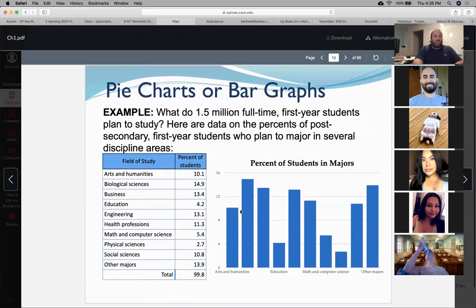A bar graph is exactly the same information. What's the difference? The difference is that here you're listing the categories using bars instead of wedges of the pie, where the heights correspond to the frequencies or possibly to the proportions. So in this case, for example, you see arts and humanities is up here at around 10 because 10.1% of the students study arts and humanities, not 10.1 or 10 students. There's 1.5 million of them, but these are already listed as percents. But if I want to do the actual numbers, I can do that too. It's just, of course, my scale will be very different.